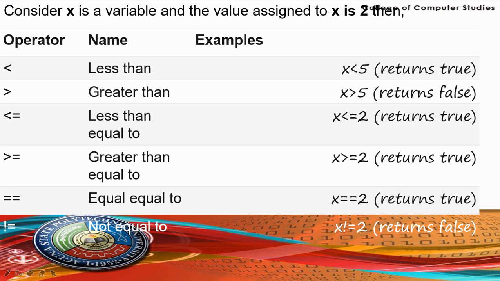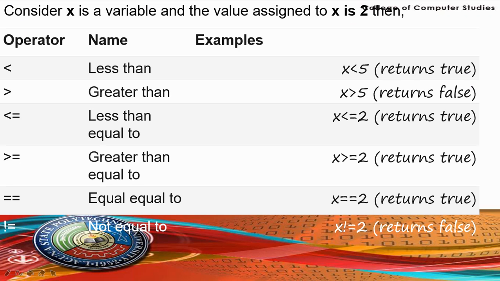We have the less than, the greater than, less than or equal to, greater than or equal to, the equal to. We use the double equal sign for equal to. If it's one equal sign, we are using the assignment operator, but if it's two equal signs, it means that you are comparing. And here is the not equal symbol, the exclamation point with equal sign.